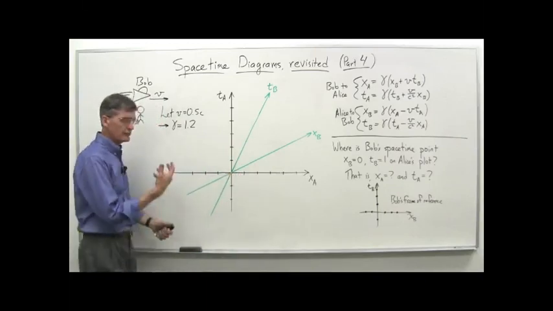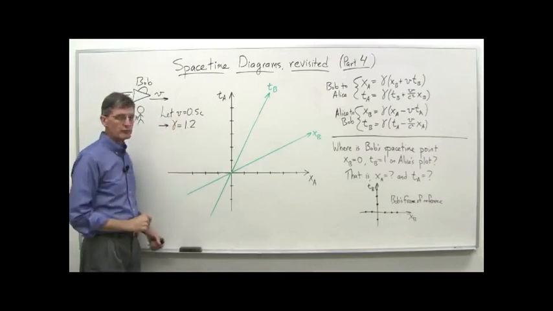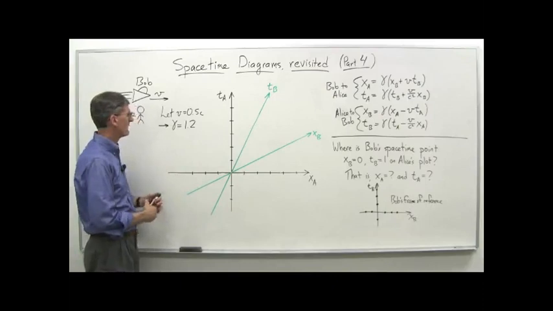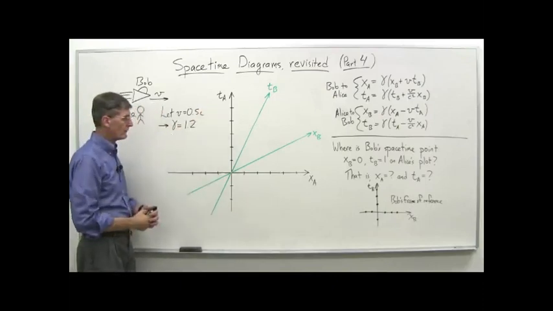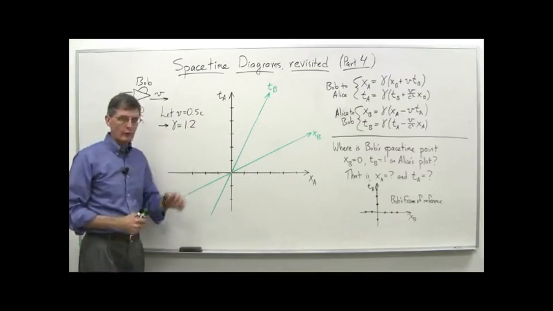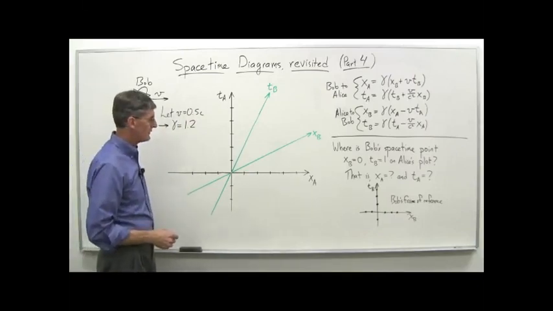Note that, just to put some numbers here, we've chosen v equals 0.5 c for the relative velocity between the two frames of reference. Bob, in other words, is moving at velocity 0.5 c in the positive direction, which means gamma is 1.2. That will be important in a minute or two.